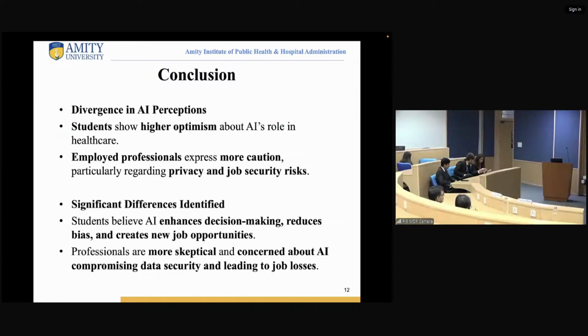Students are more optimistic and professionals are more concerned related to privacy and job security. What I believe and what our study showed so far is that we can bridge these gaps if we talk about and have an open discussion related to data security and ethical concerns when it comes to adoption of AI in hospital setting, since it's a sensitive area wherein we're dealing with patient data day in, day out. And we can also bridge this perception gap when we engage hospital administrators and students in early career.